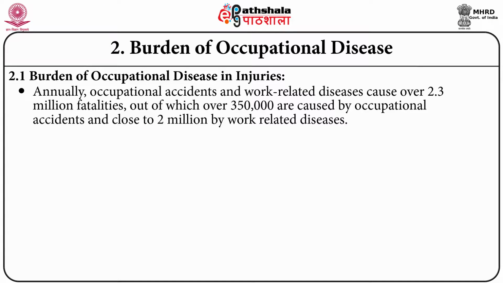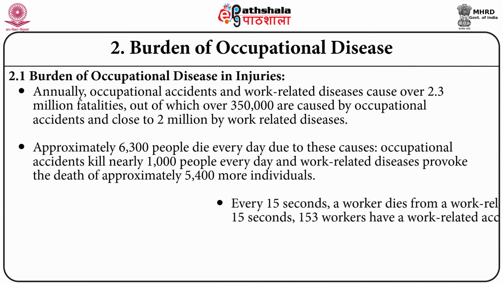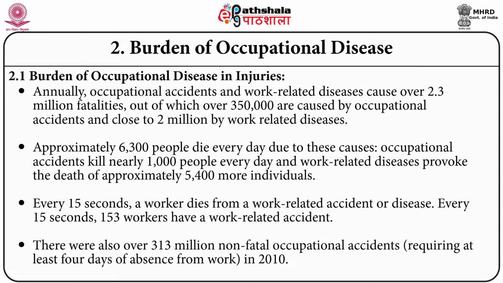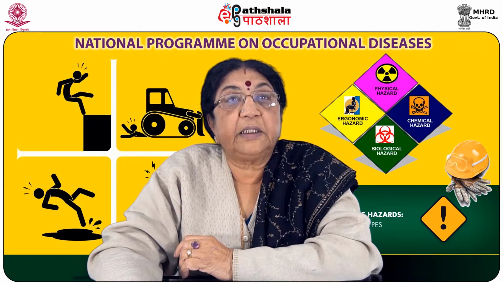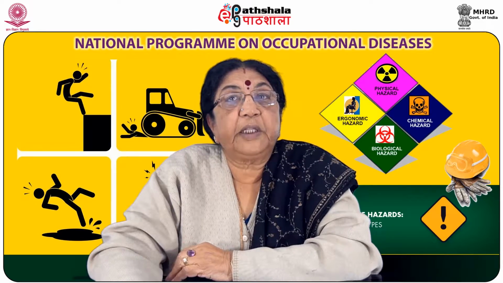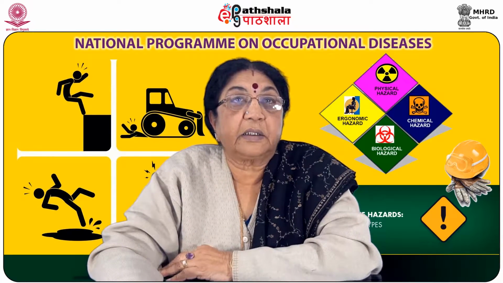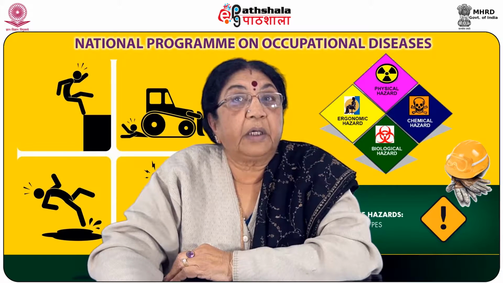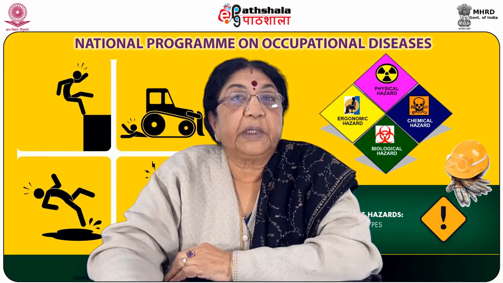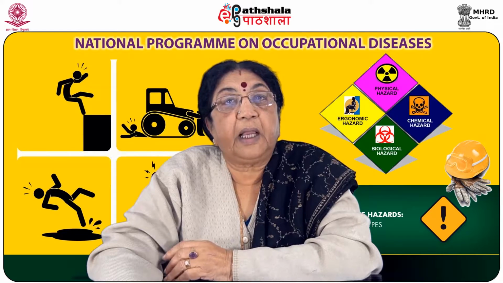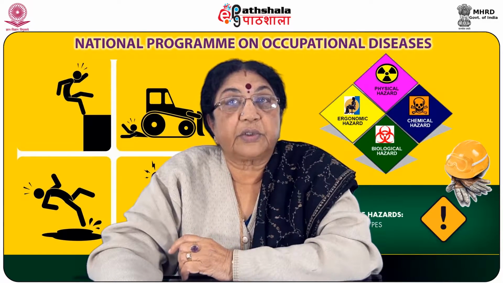Now, what is the burden of the occupational disease? Before we go into what happens to the individual while he is at work, it is important to know what the burden is on the country. Annually, it has been recorded that occupational accidents and work-related diseases may cause over 2.3 million fatalities, out of which 350,000 are caused by occupational accidents and close to 2 million by work-related diseases. Approximately 6,300 people die every day due to these causes.